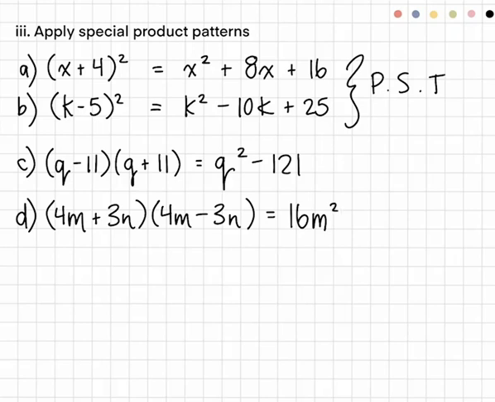And then I'm going to find the product of my last terms. I know it's going to be minus, because we know these are going to be our difference of squares, and difference means subtract, right? So, and then I've got 3n times negative 3n is going to give me negative 9n squared.